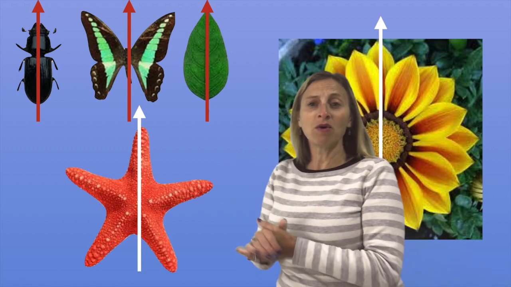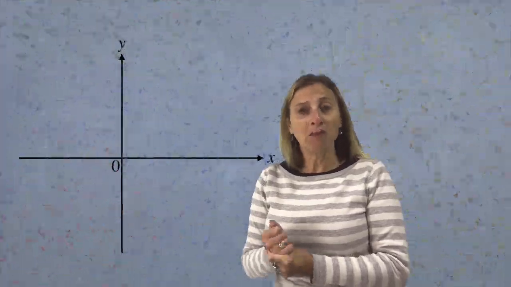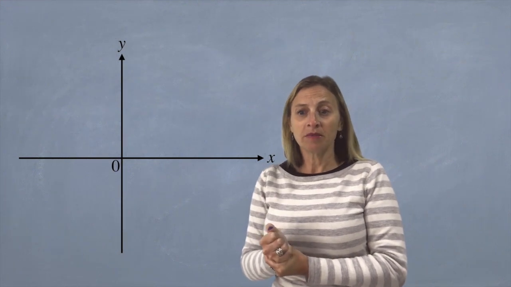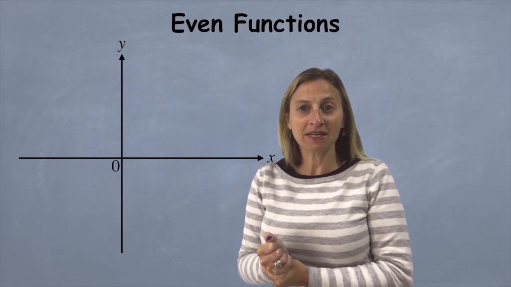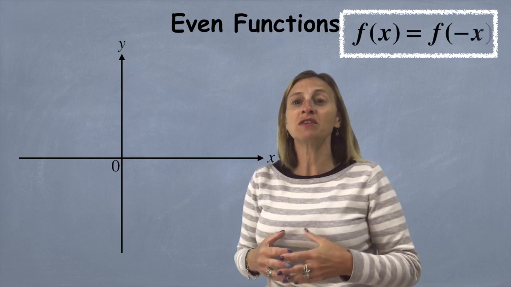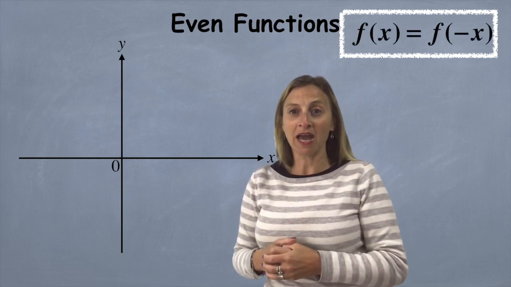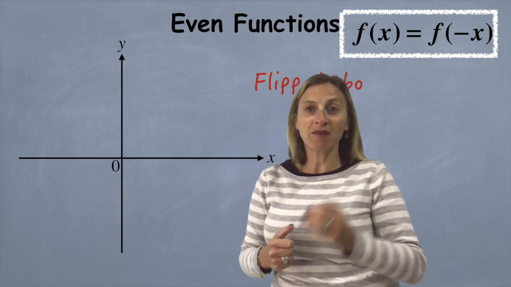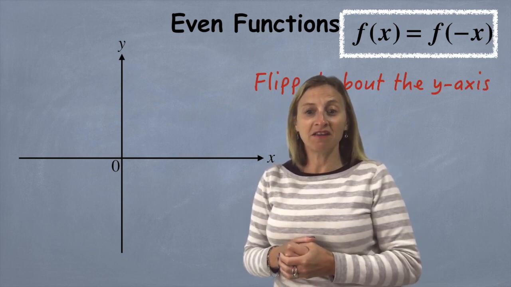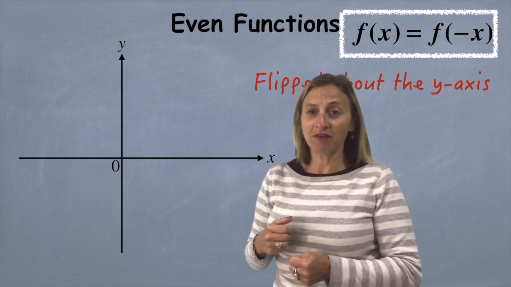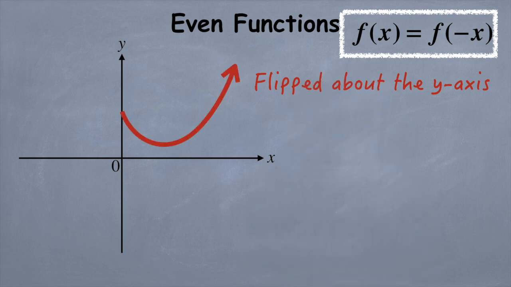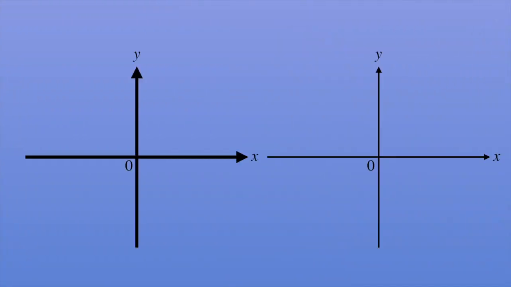Let's say we have a graph and we want to find out if it's an even function. Remember, what does that mean? What's our rule? f of x equals f of minus x. We need to see if it's been flipped about the y-axis, or we need to flip it about the y-axis to make it an even function. So let's say we have a graph that looks like this. If we flip that about the y-axis, then we have this graph, and now it's an even function. Let's take a look at another one. Let's have a look and see if this is an even function. Let's say we have this shape.